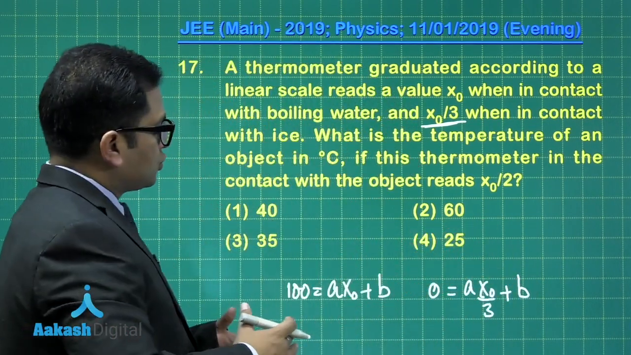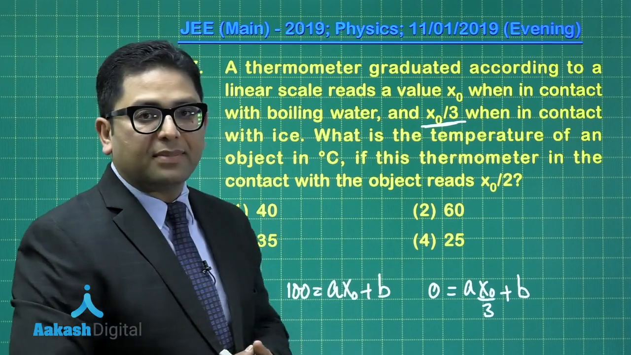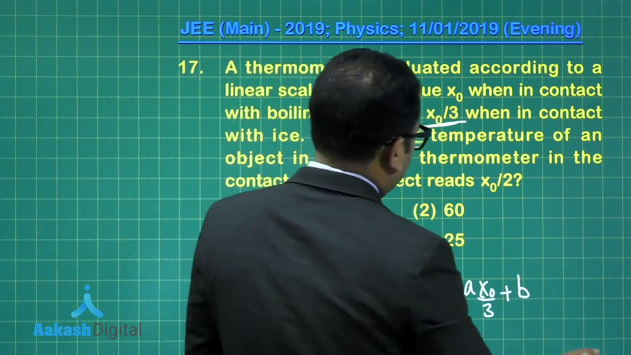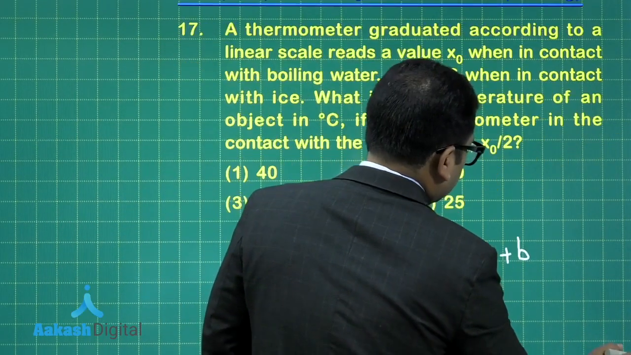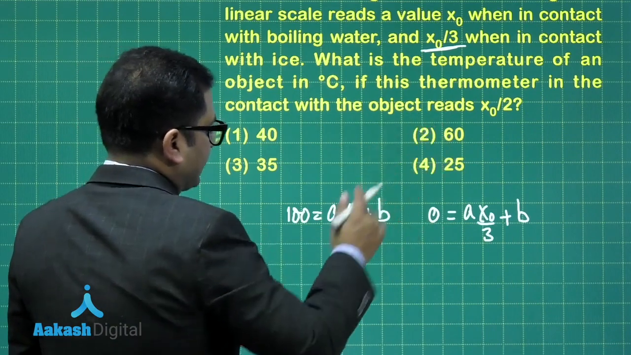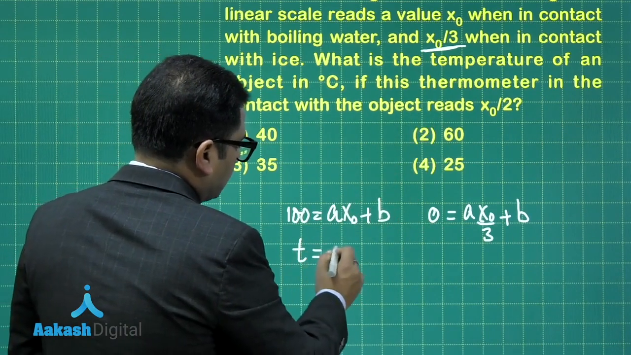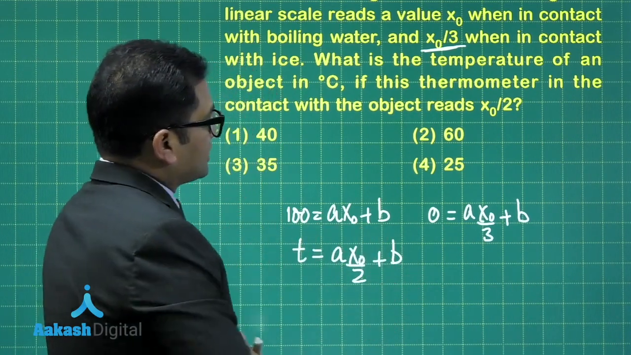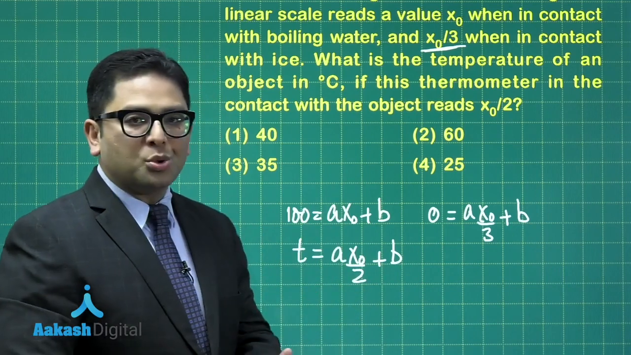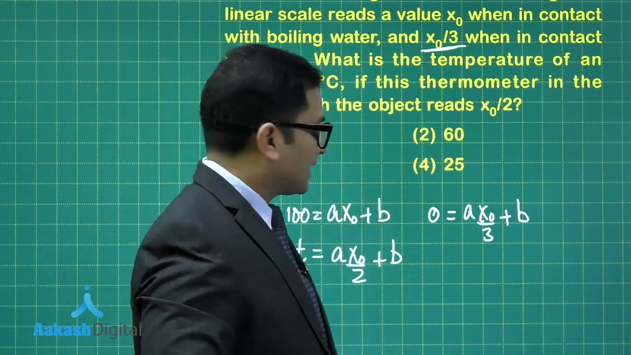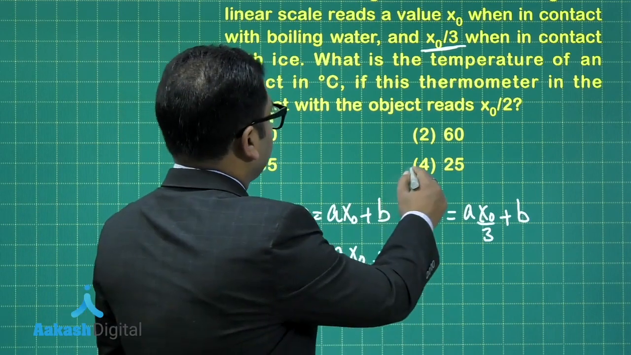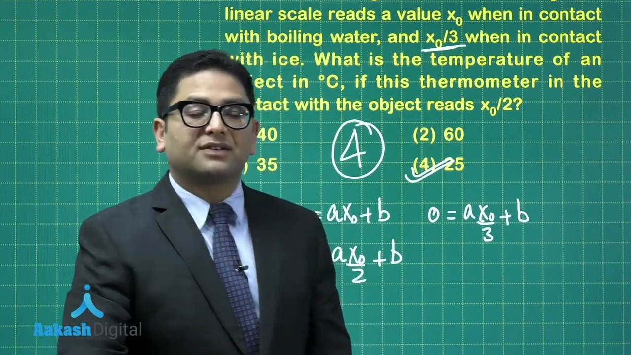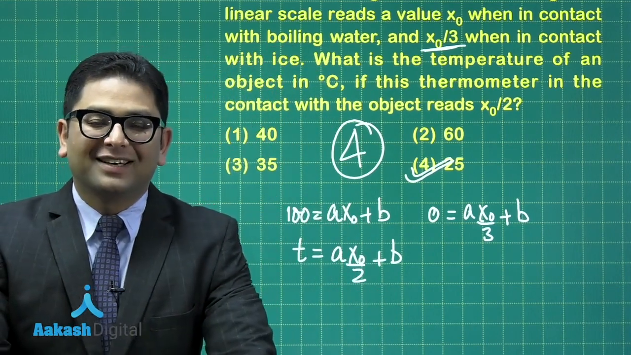Fair enough. Now from these two values, you can calculate the value of A and B because x naught is a known parameter here. You need to calculate the temperature of an object if this thermometer is in contact with an object that reads x naught by 2. So that is equal to A x naught by 2 plus B. There's no further concept apart from this. You put the value of A and B and you'll get that the temperature is 25 degree centigrade. So option number 4 comes out to be the correct option for this question. Let's move to the next question now.